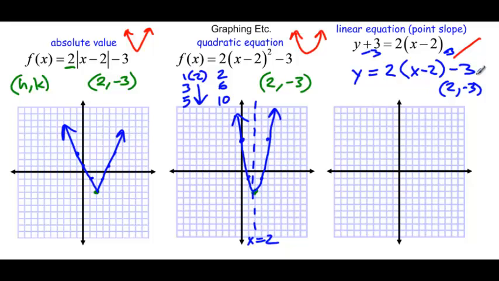And notice it's the exact same thing. It's like vertex form. We have a starting point at (2, negative 3). It's simply x minus 2 to the first power, which is a line. Okay, so we do the same thing. We go over to (2, negative 3). There's my starting point. And then from here, we have a slope of 2.